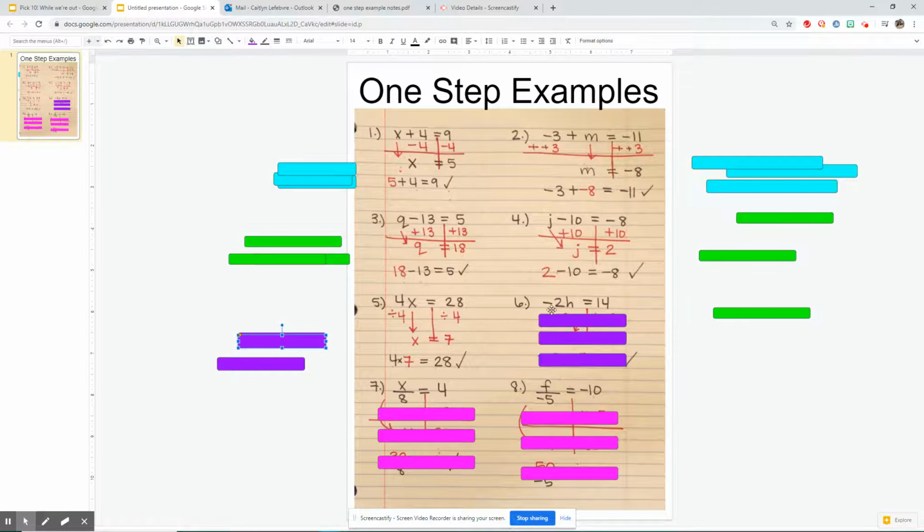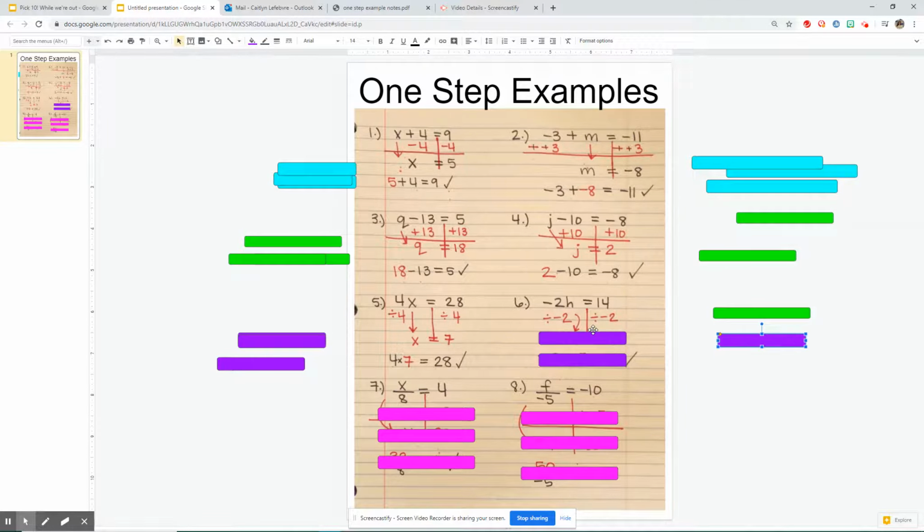Number 6, negative 2 times h equals 14. So remember, this is times h, so I need to do the opposite, which is going to be division. So I'm going to divide by negative 2 on both sides. So I have divided by negative 2, and over here divided by negative 2. So I'm bringing the h down. H equals whatever 14 divided by negative 2 is. So I forgot to tell you, go ahead, pause, try it out yourself, and then press play, and I'll finish it up.